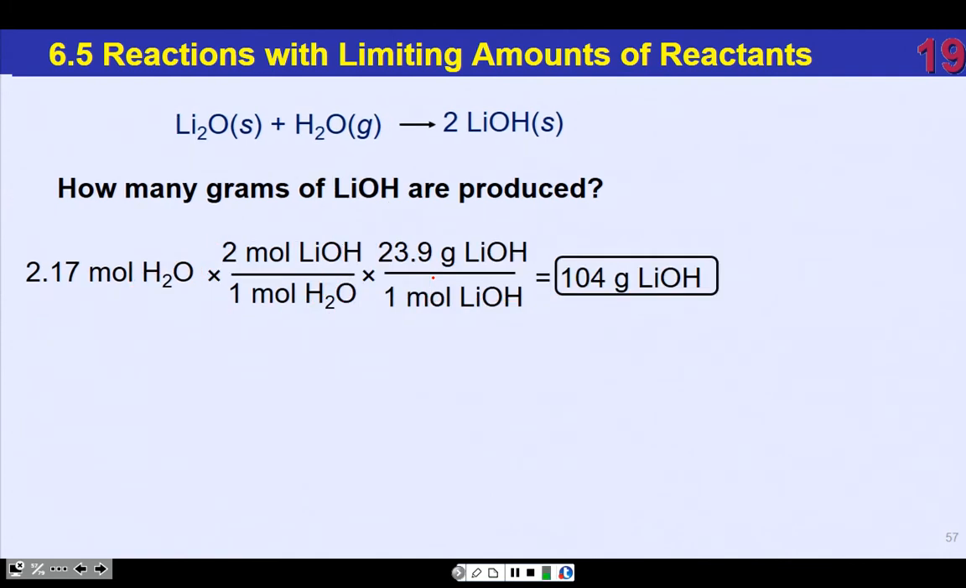So lithium hydroxide is going to be based on the amount of water that was used. And if you had 2.17 moles of water, you're going to have 2 moles of lithium hydroxide for each mole of water, remembering that you're always going to set up things with conversion factors, so something's going to cancel. Starting off with the moles of water, and twice as many moles of lithium hydroxide result. Again, this is notably a mole ratio, and then we go to a molar mass. And the molar mass of lithium hydroxide is 23.9. The moles of lithium hydroxide cancel, and it gives you 104 grams of lithium hydroxide.